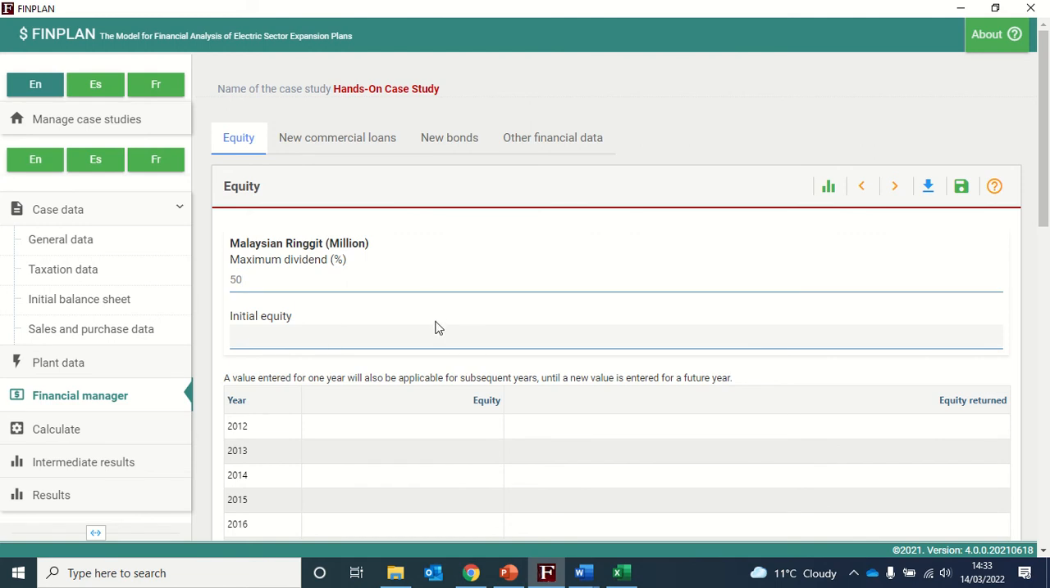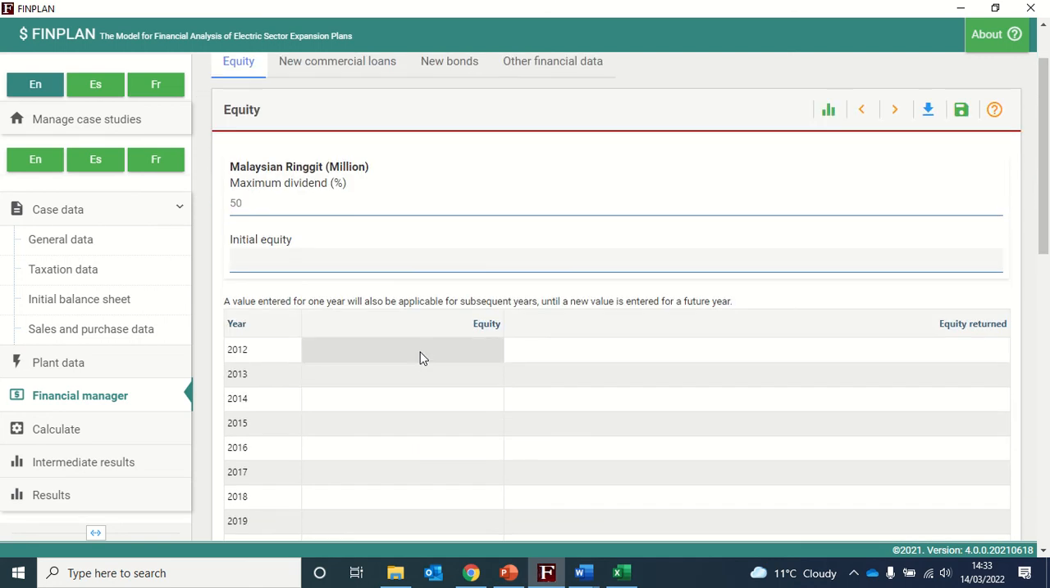Equity amounts can also be entered for different years whenever needed. It should be noted that equity is always in local currency. So in this case, it will be million ringgit. FINPLAN does not allow foreign equity. And so for this exercise, we will put some arbitrary numbers in.